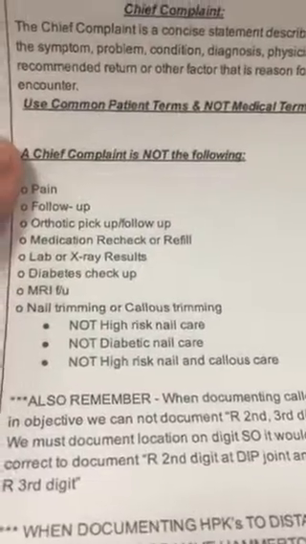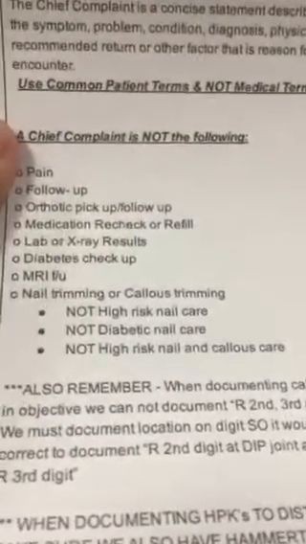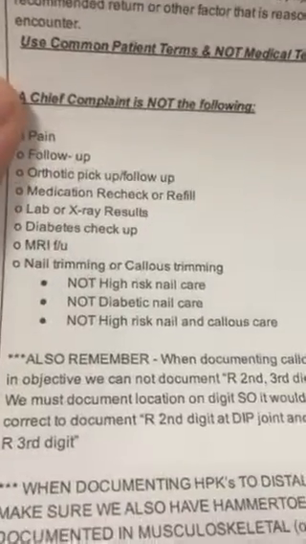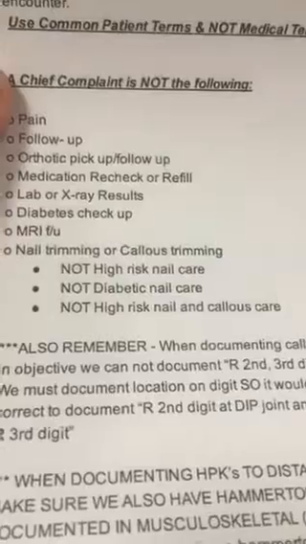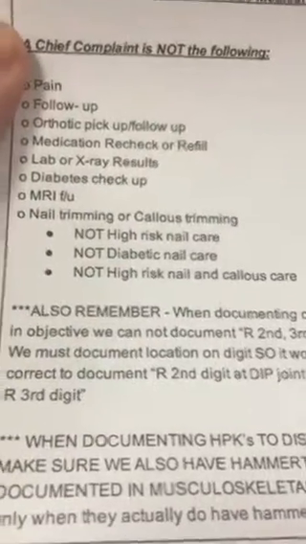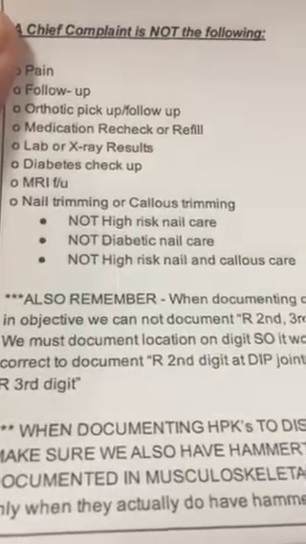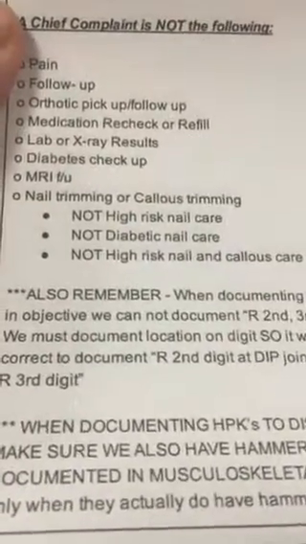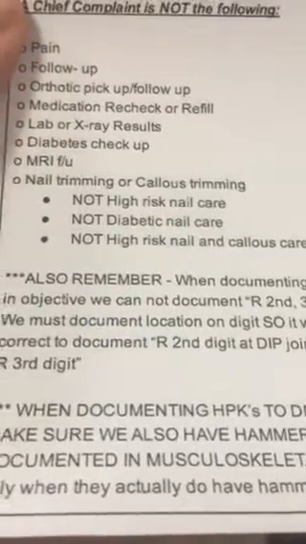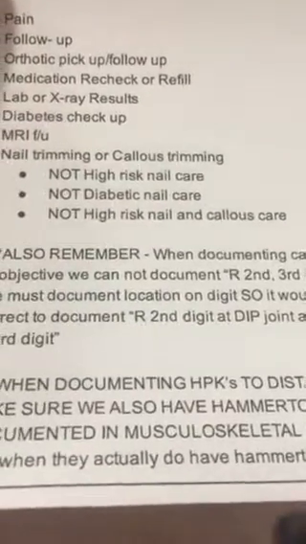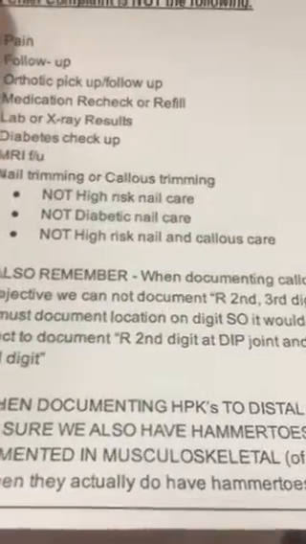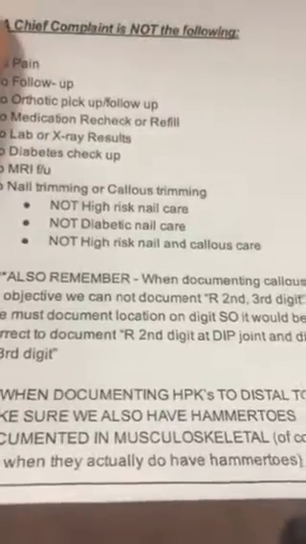Then I give you examples of what's not a chief complaint: just one word, sentences, pain, MRI follow-up. When we did the Humana project, we noticed there were a lot of problems with high-risk nails coming in. So we can't put they are here for nail trimming or callus trimming. We're not even going to put that it's not high-risk nail care, because that's not appropriate. There were a lot of patients coming in for high-risk nail care, we ended up doing calluses for them, and it never got changed.